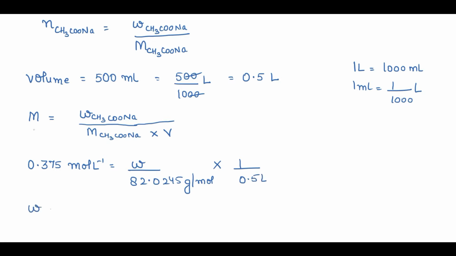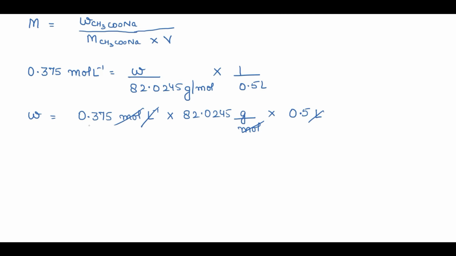So keep W on one side and other values on the other side. So W equals 0.375 mole liter inverse into 82.0245 gram per mole into 0.5 liter. Now cancel this liter inverse with this liter, and this mole with this mole, right? Now you're having unit gram only.